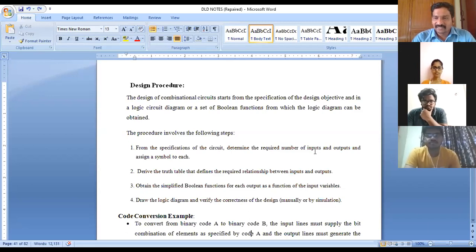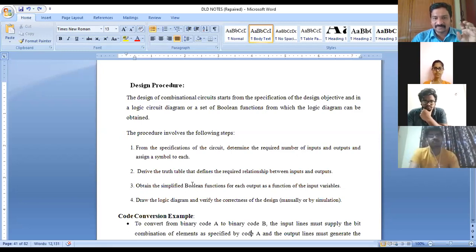In the second step, we need to define a truth table. It defines the relationship between the inputs and outputs for that particular combinational circuit. It tells what input we are applying and what output we are getting.